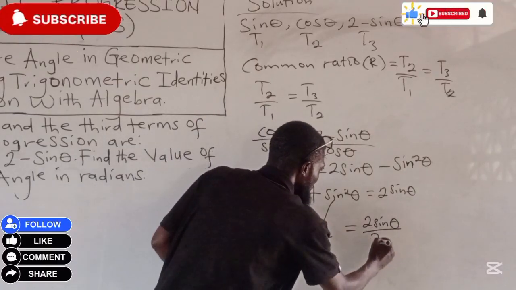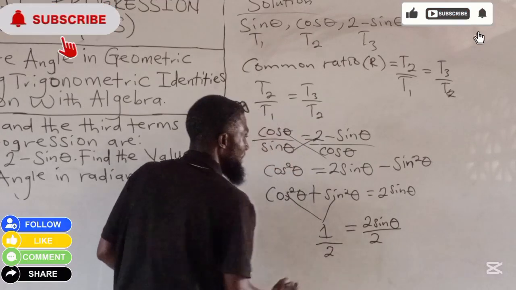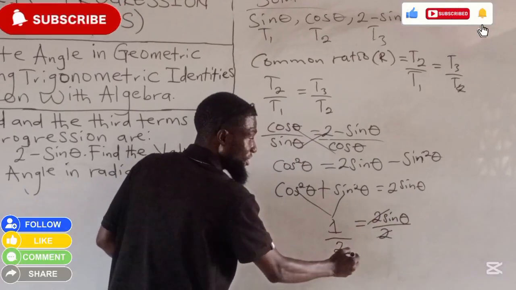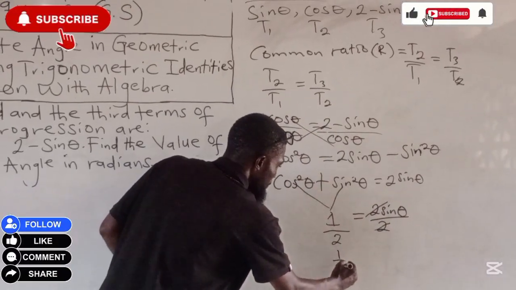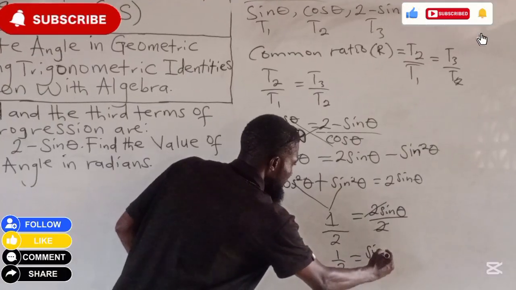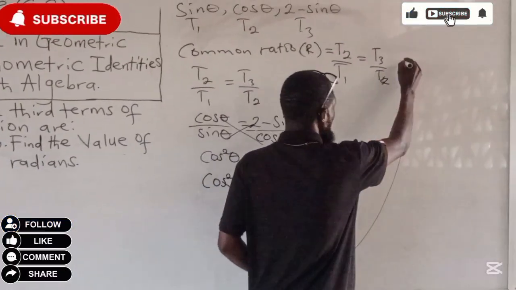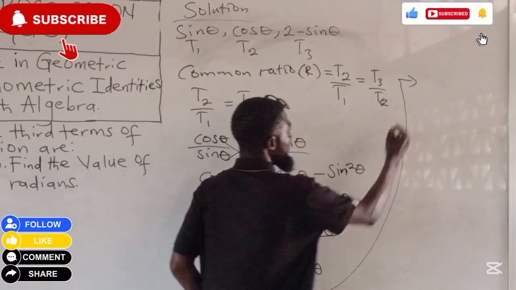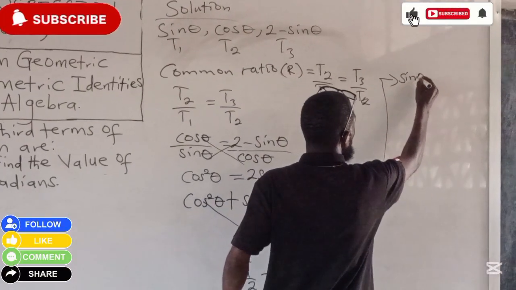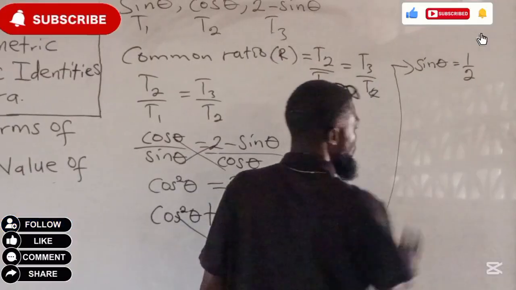So we say this will be divided by 2 and this will be divided by 2. Remember, 1 over 2 will just be equal to sin theta, and it can be changed around. On this note, ladies and gentlemen, sin theta will just be equal to 1 over 2.